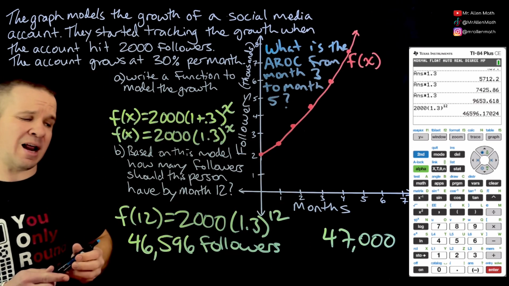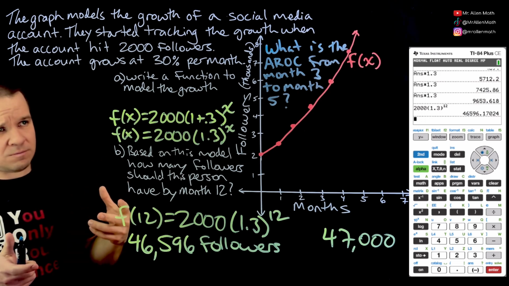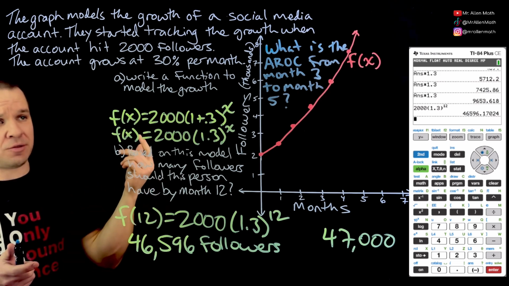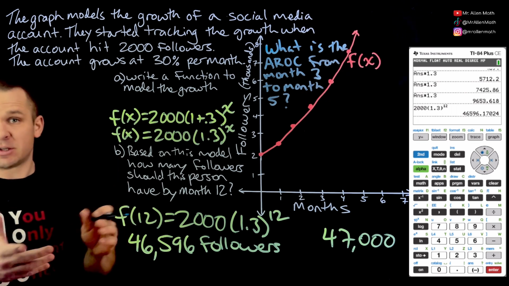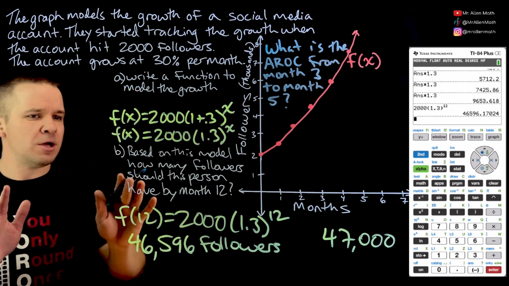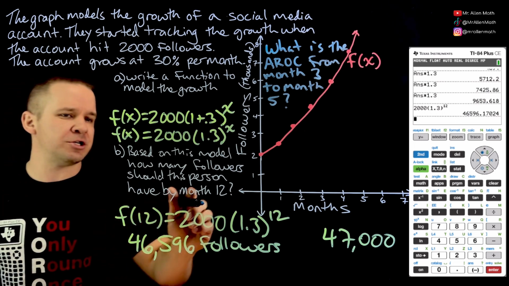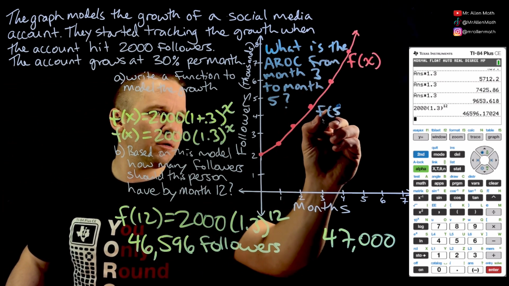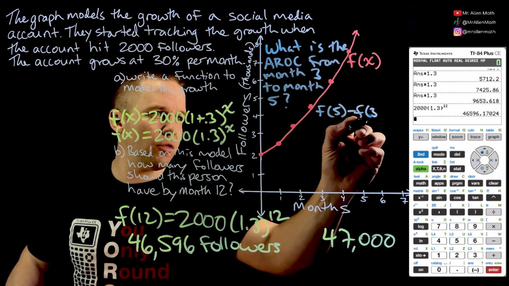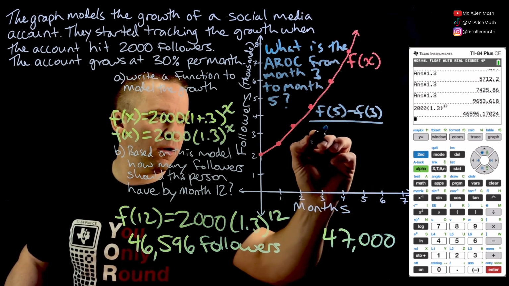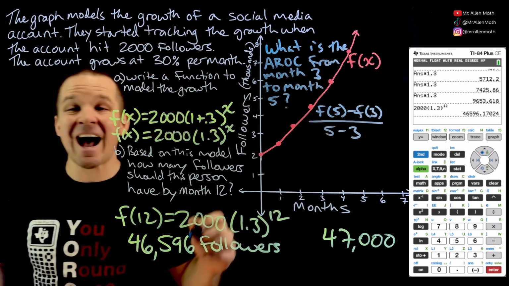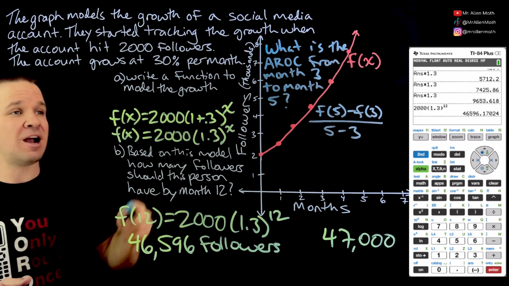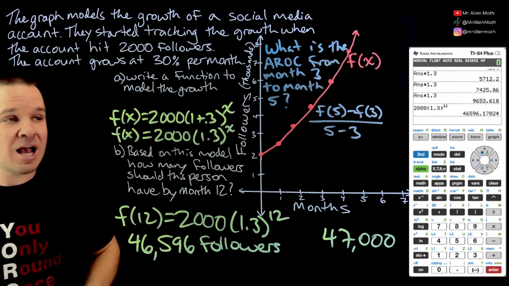Well, how would I figure that out? Let's see here. I would need to figure out what the amount is for months 3 and months 5, right? This is the slope we're talking about. So we're talking about the change in y over the change in x. In other words, if I did f of 5 minus f of 3 over 5 minus 3, I could get that job done. So we need to evaluate this function here at 5 and at 3 and throw this all in.